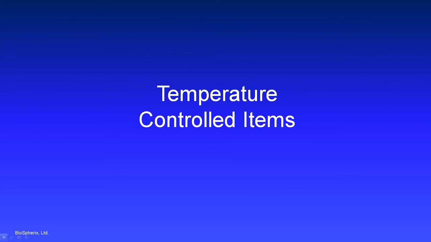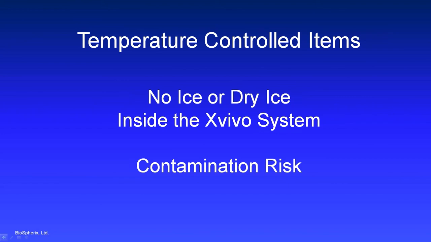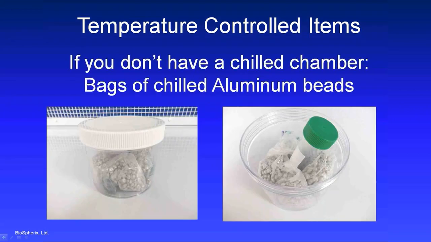Temperature controlled items. This is a frequent question we've got. What do I do if I've got a warmed 37-degree process chamber and I just need one tube of cytokines that needs to be kept cold? Well, you can't bring ice or dry ice into the Xvivo system. Those represent a contamination risk. So you need to have other temperature control in use.